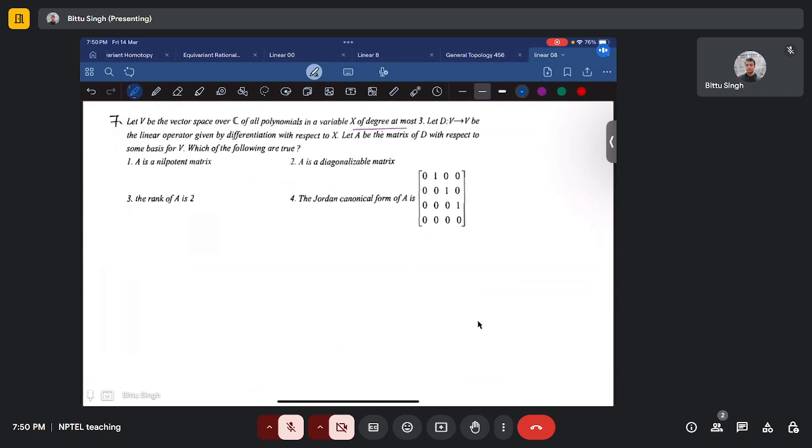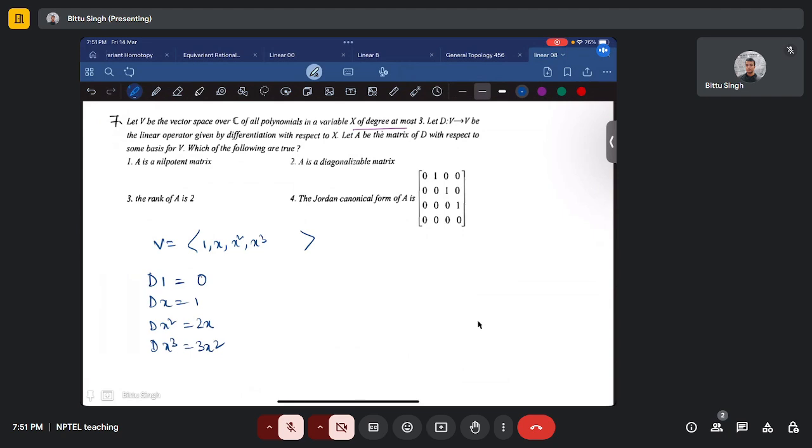So what is D? P is the space generated by 1, x, x squared, x cubed. P is generated by those polynomials, so linear combinations of degree at most 3. So x to the power 4 is not allowed. If we operate D on 1, what is the differential of 1? It is 0. D of x is 1. D of x square is 2x. D of x cube is 3x square.